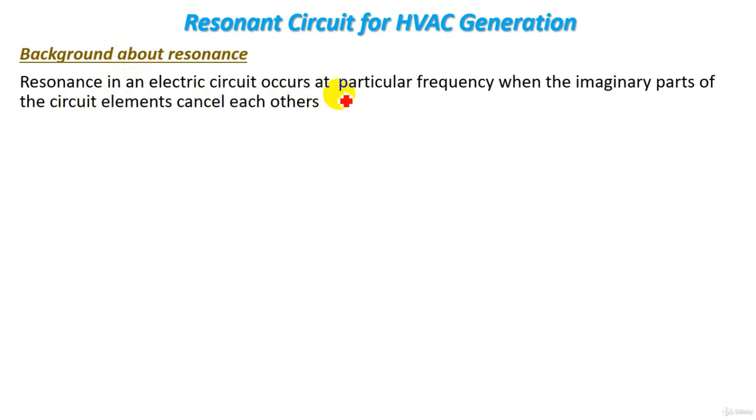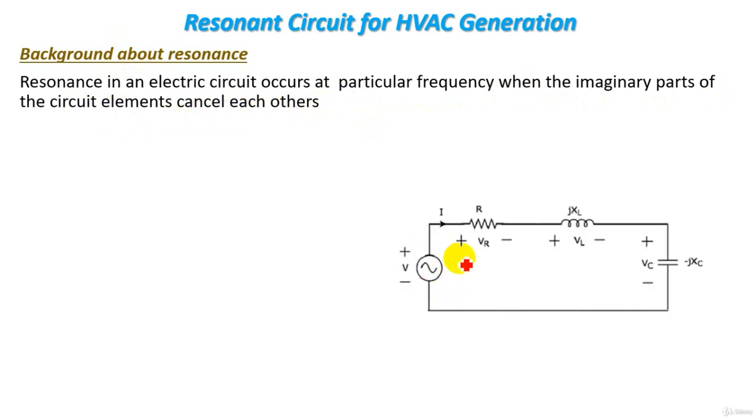Resonance in an electric circuit occurs at a particular frequency when the imaginary parts of the circuit elements cancel each other. So what is the meaning of that? If we have this RLC circuit with a supply of voltage V and frequency F, and by chance the reactance of the capacitor equals the reactance of the inductor, which means XC equals XL, then the effect of the capacitor cancels the effect of the inductor. They cancel each other. At this moment, resonance occurs.